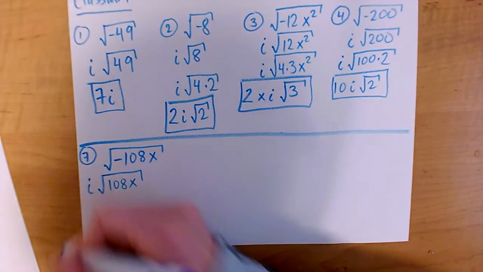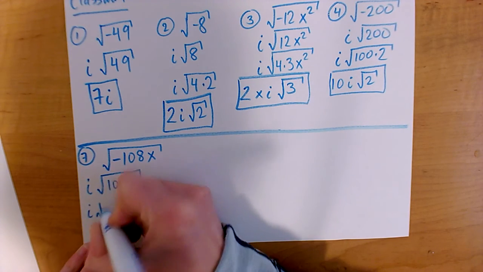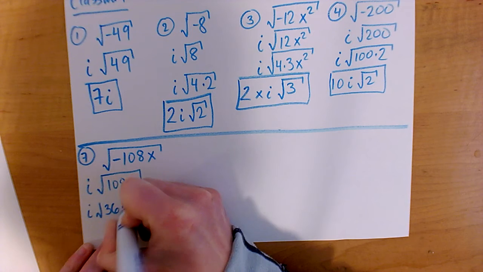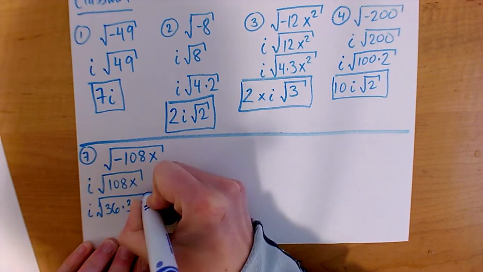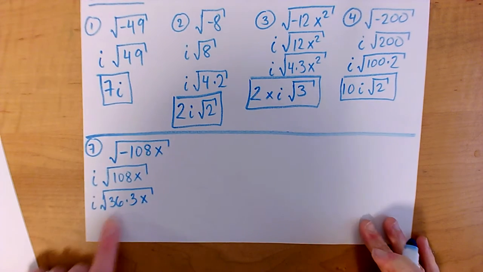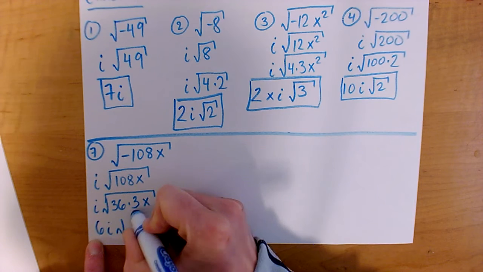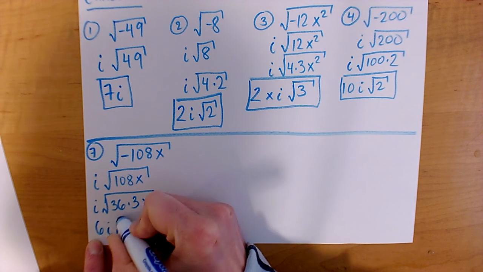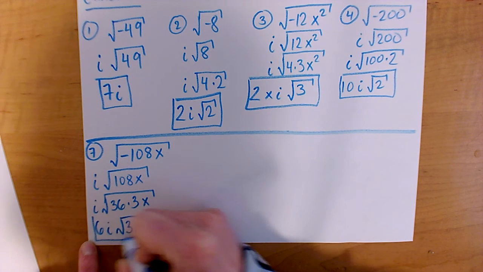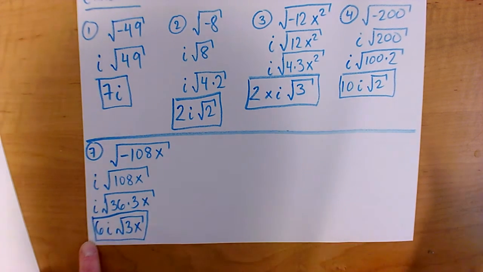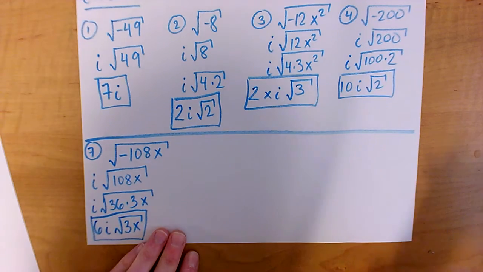So 108 is the same thing as 36 times 3, right? And the square root of 36 is 6, so we can pull that out. And then 3 and x, we can't do anything with those, so those will stay on the inside. So we have 6i root 3x, okay?